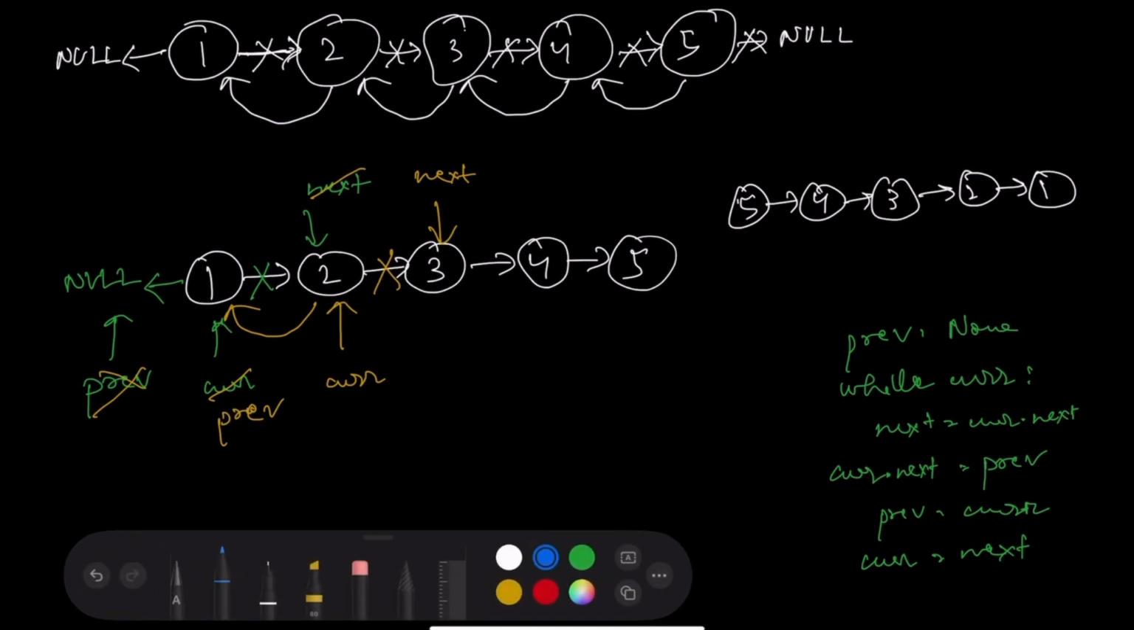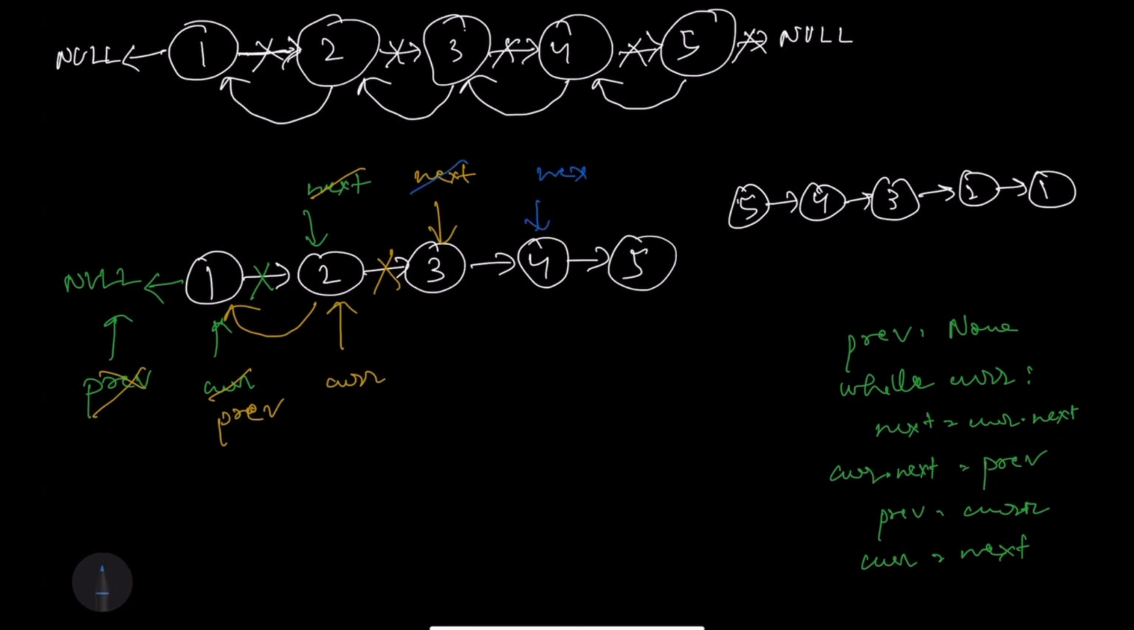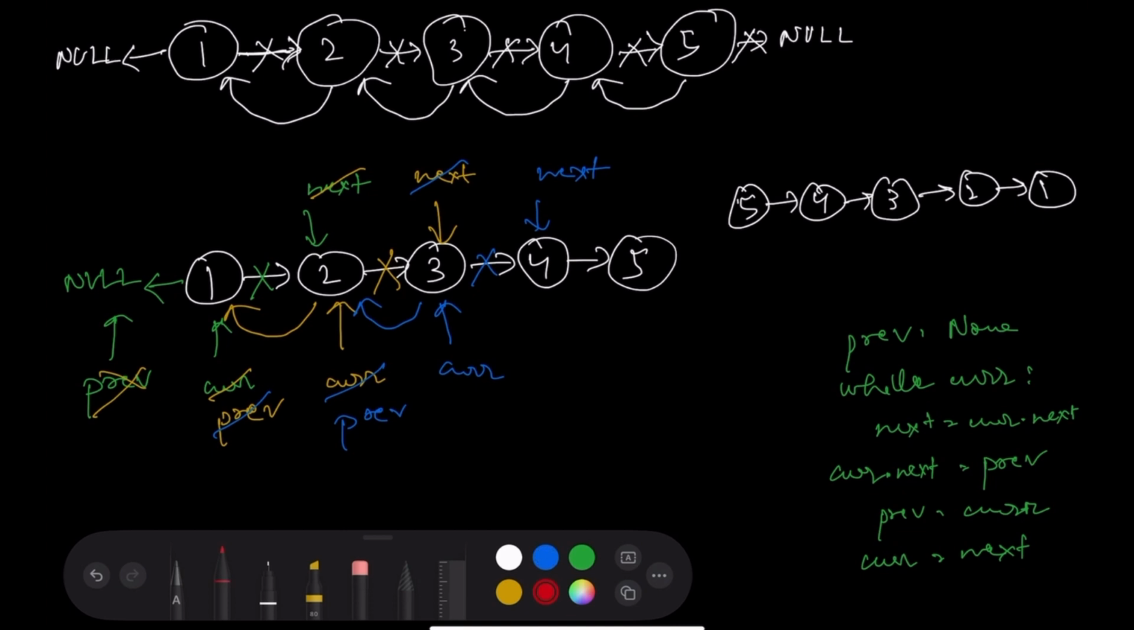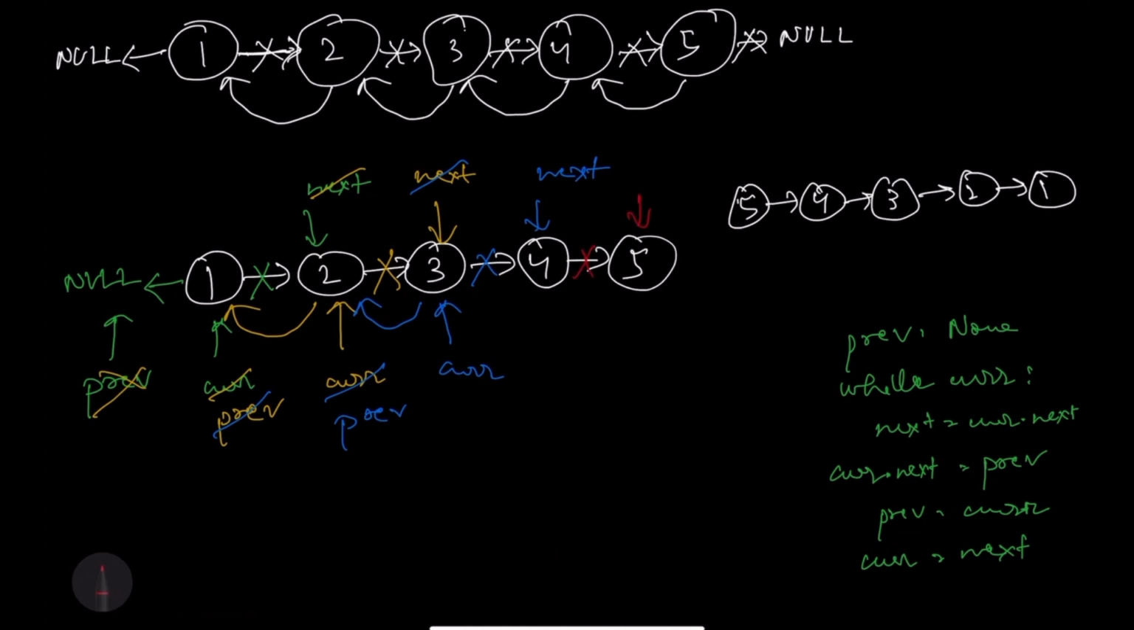Now in the next iteration, what will happen? Our next will move here, so we don't lose the link. Our current will move here. Our previous would be here, and we would be linking like this. We would be breaking this link and linking like this. And for the next iteration, we will break this link. Our next would be here. We would have prev here, we would have current here, and we would backlink it.